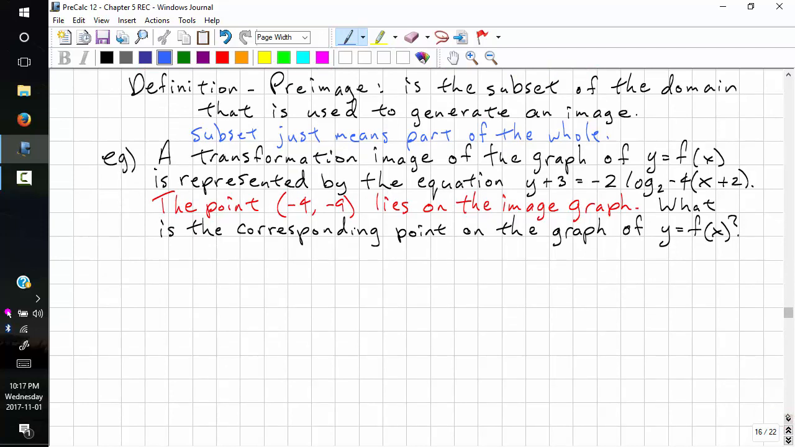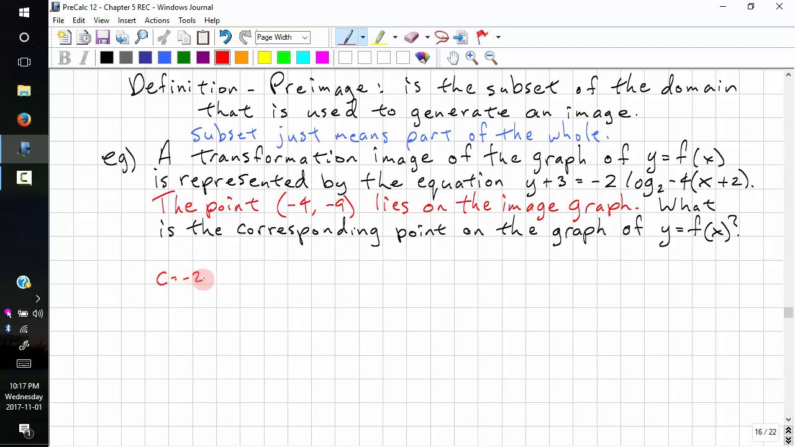I've highlighted this in red. This is what you need to notice when you're looking at a test or homework questions. This point lies on the image graph. This means we're working backwards. But we still need to pull off the coefficients.